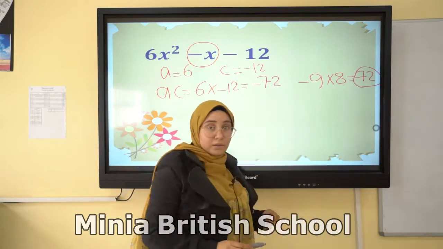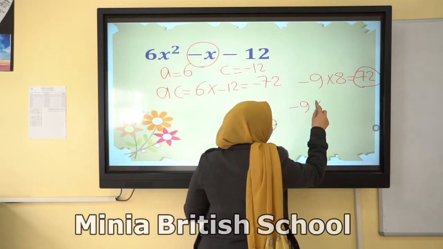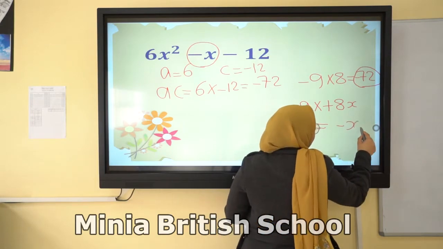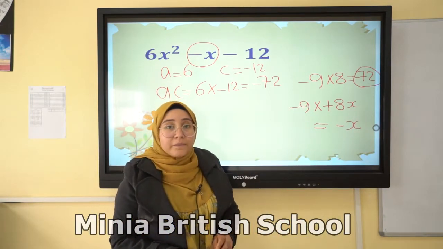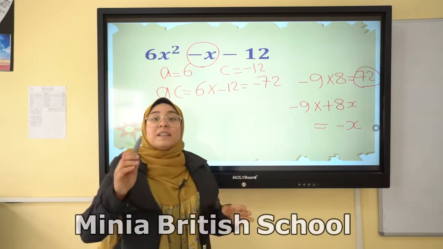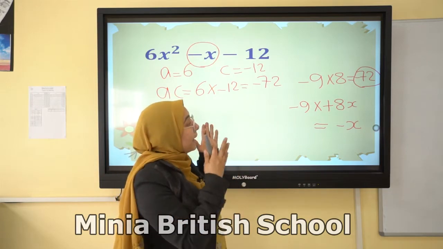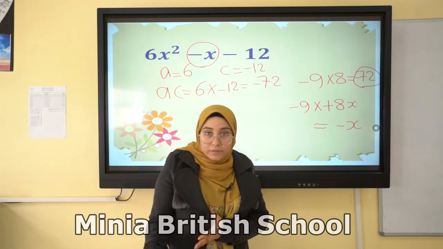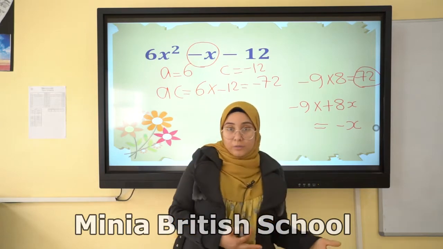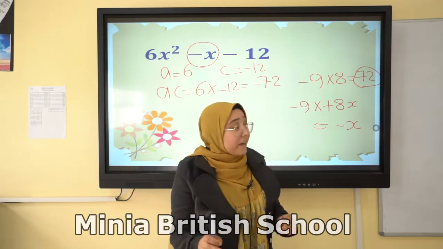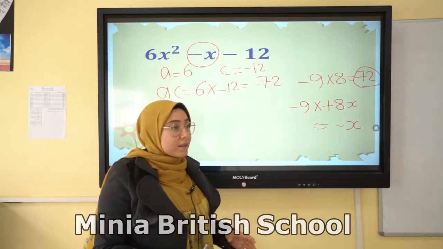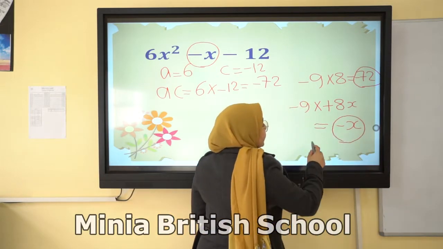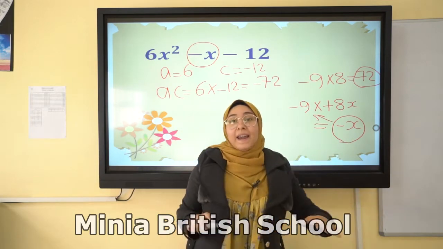And also negative 9x plus 8x equals negative x. If you say 9 times negative 8 equals negative 72, but 9x plus negative 8x equals x. So I choose negative 9 times 8, not 9 times negative 8. Okay? Now you can replace negative x with negative 9x plus 8x.